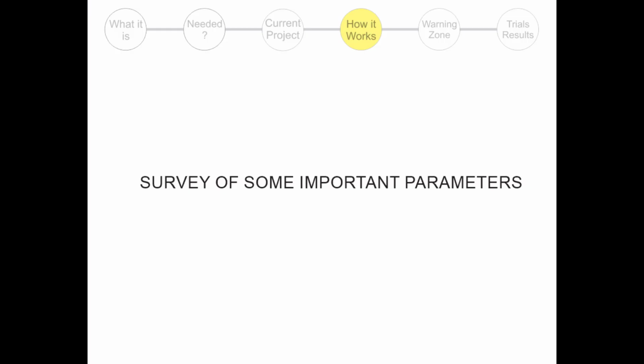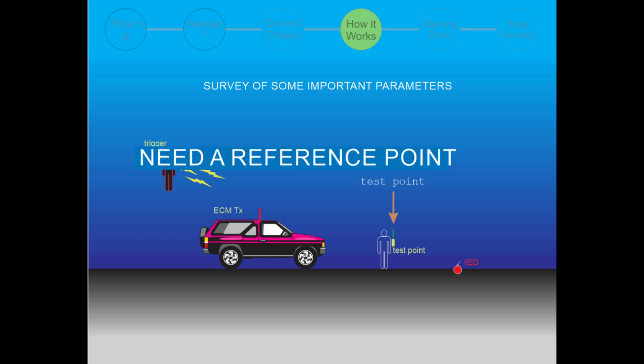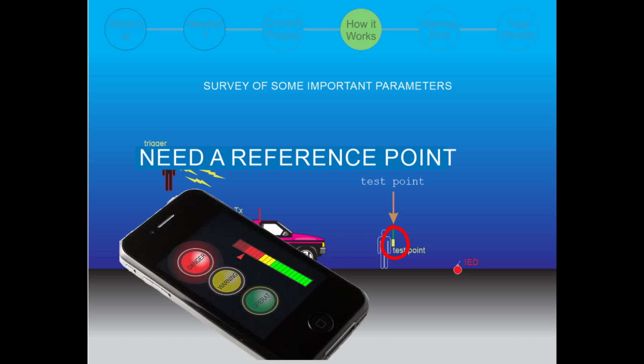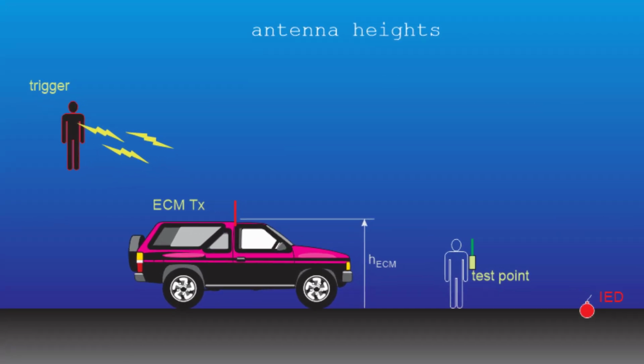So let's do a survey of some important parameters. Here's again an attack scenario. We need a reference point, and let's make that the protectee that's holding, for example, an ECM protection range estimator device on a cell phone or some sort of application device. In order to calculate whether the protectee is safe or not, this is a thought experiment now, we need to know, for example, the height of the ECM transmit antenna. We need to know the height of the sensor antenna, the height of the IED receiver antenna, and the height of the trigger man's antenna above the ground.